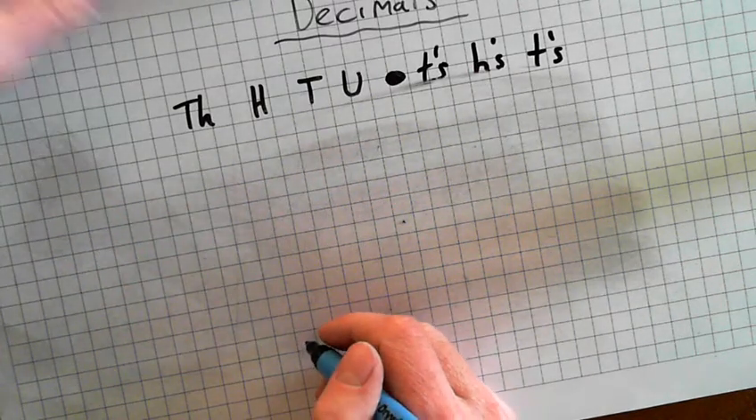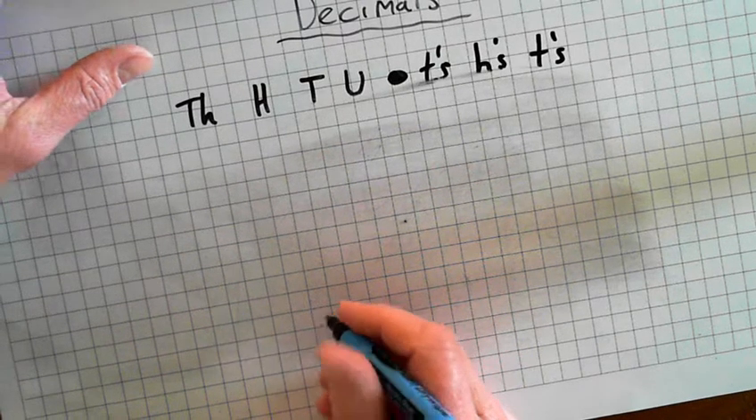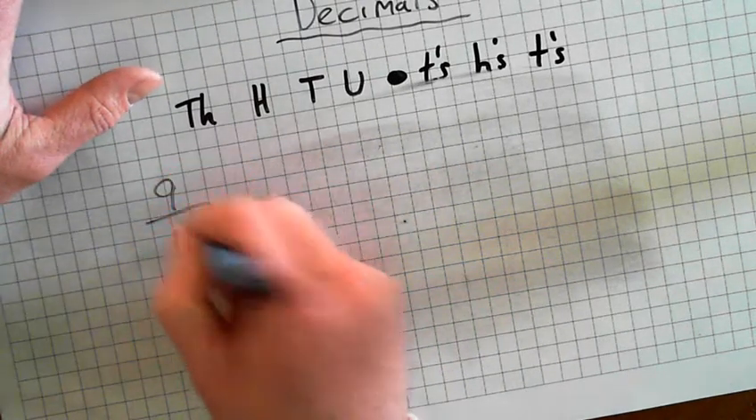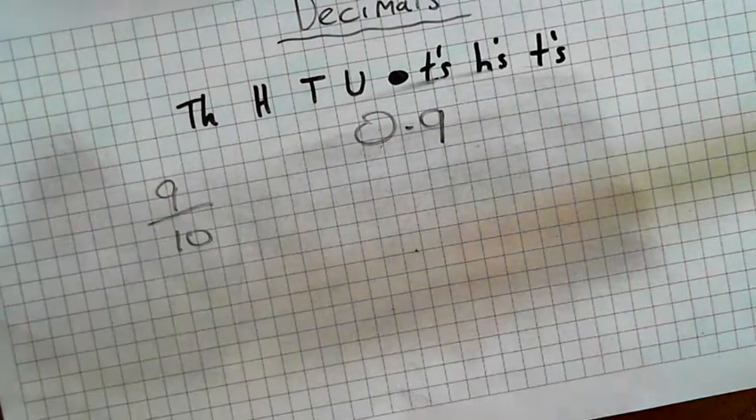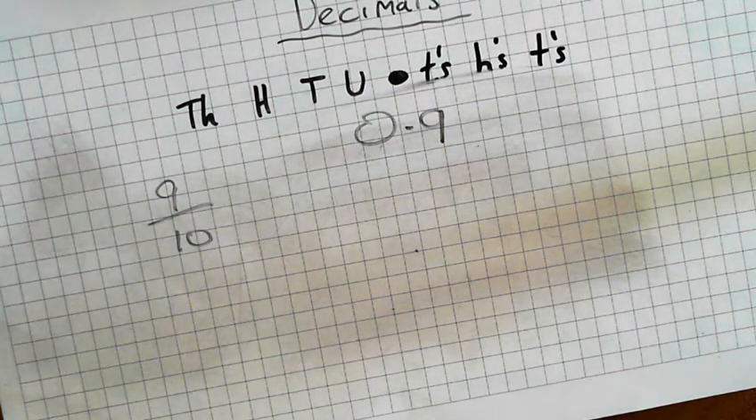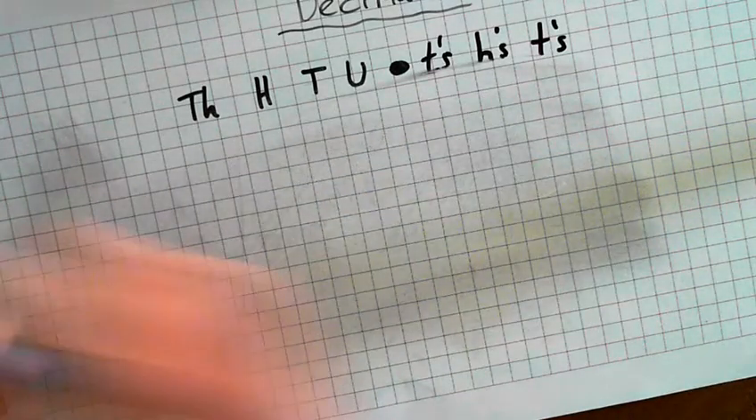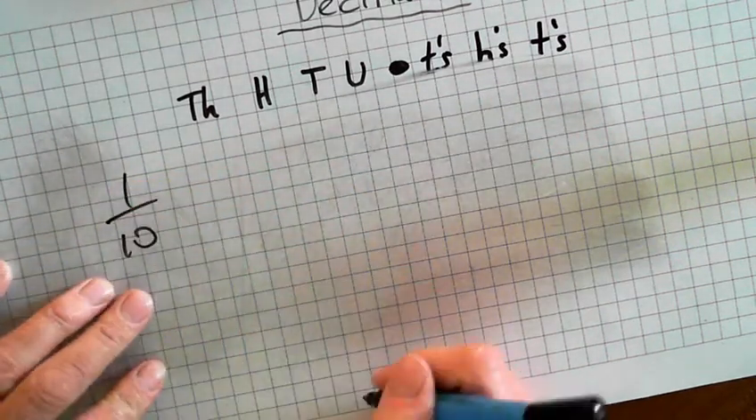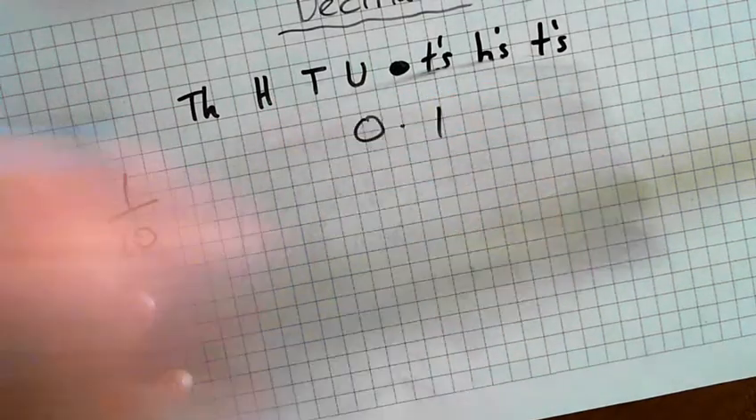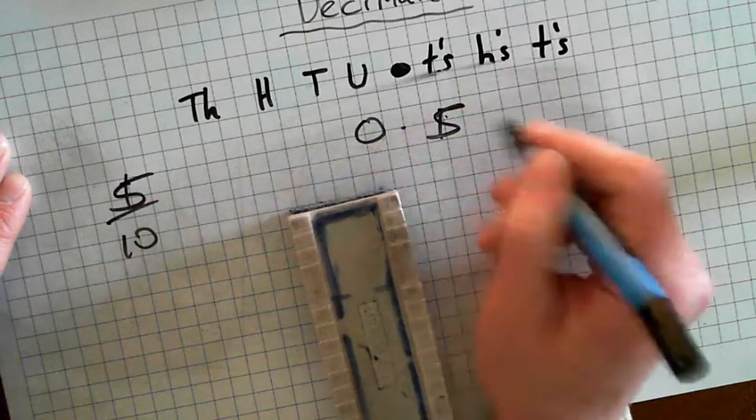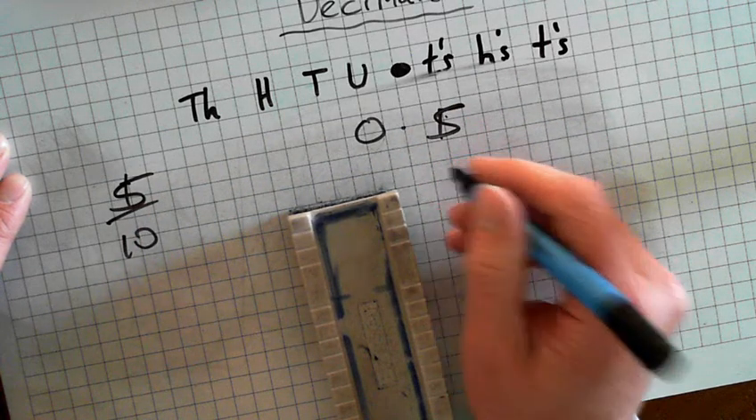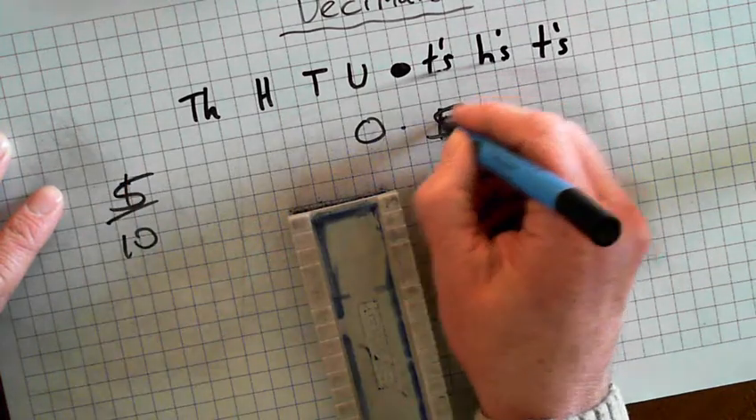Alright, another example. Okay, write each of the following as decimals. So 9 over 10, 0.9. Another example. 1 over 10. 0.1. 5 over 10. 0.5. 8 over 10. 0.8.